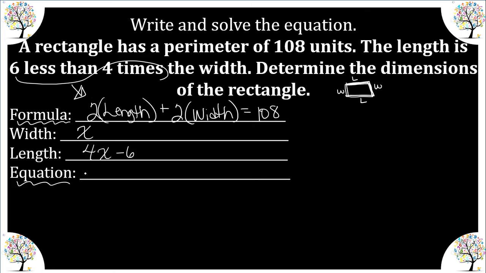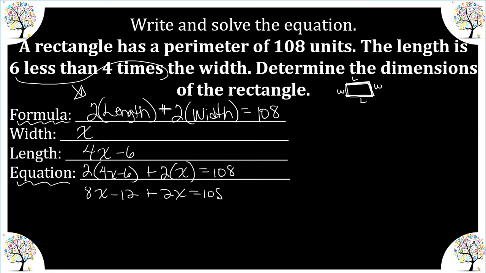So I have 2 lengths, so we have 2 parentheses, length is 4x minus 6, plus 2 widths, which is x, and that equals 108. So now we have our equation. So we're going to solve for x, which is our width, and then when we get that, we can then find the length. So we're going to distribute, and we get 8x minus 12 plus 2x equals 108.